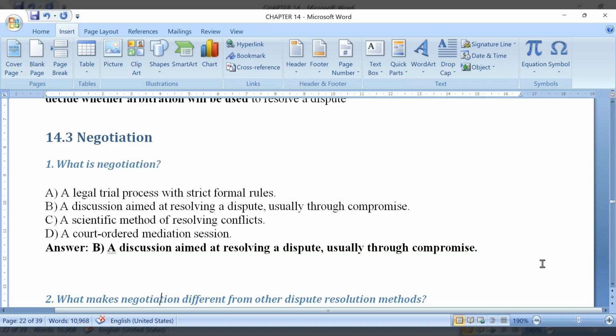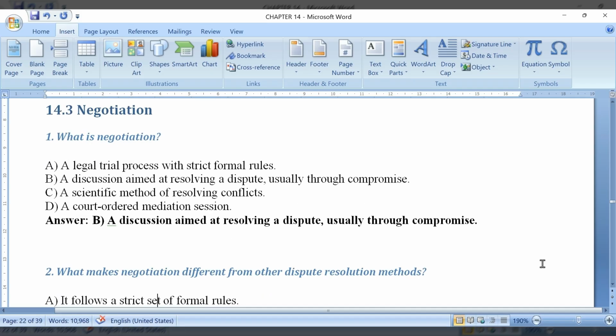A. A legal trial process with strict formal rules. B. A discussion aimed at resolving a dispute, usually through compromise. C. A scientific method of resolving conflicts. D. A court-ordered mediation session. Answer: B. A discussion aimed at resolving a dispute, usually through compromise.